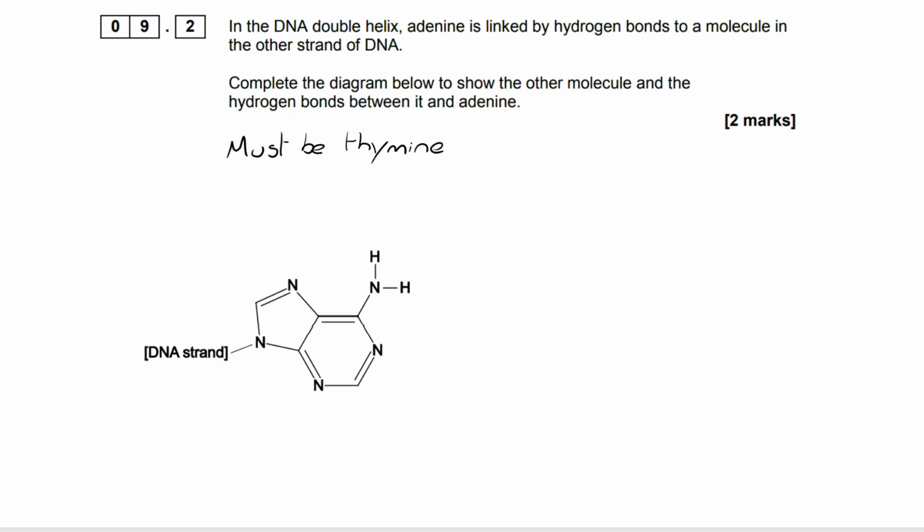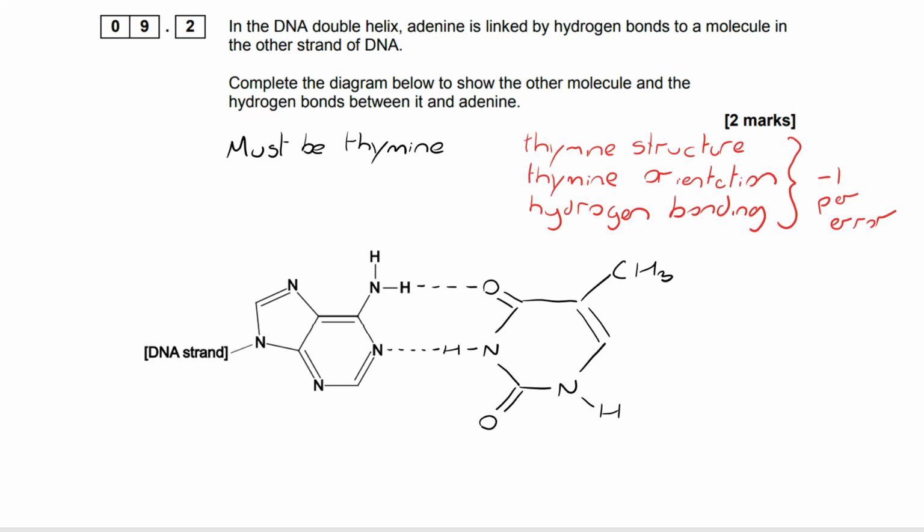Now, when you work through and you've identified that it's thymine that combines with adenine, it's then about very, very carefully drawing out the structure. And this is what we've got. So 2 marks: you have the thymine structure, you then have the orientation of it correct so that the hydrogen bonds can be shown, and then you put the hydrogen bonds in. And you can see that with the dotted lines that I've added on. So you will lose a mark for each error there. So you can get it part right and still not be credited with a mark.